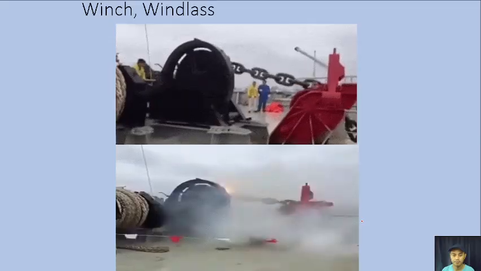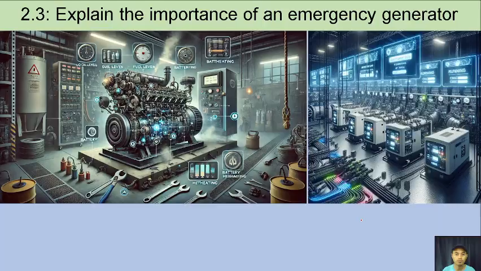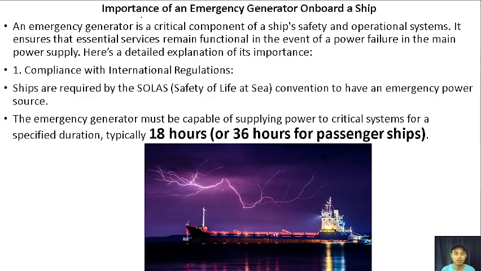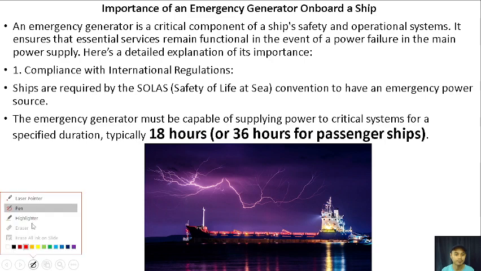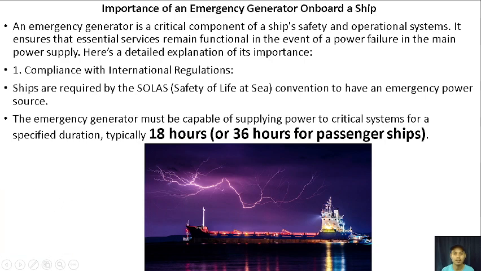So let's go with the last one. Explain the importance of an emergency generator. So how important are our emergency generators? The importance of an emergency generator on board the ship: an emergency generator is a critical component of a ship's safety and operational systems. It ensures that essential services remain functional in the event of a power failure in the main power supply. So here's a detailed explanation of its importance.